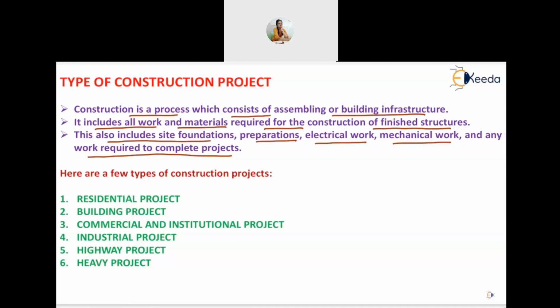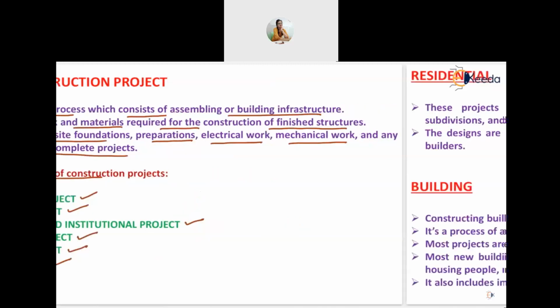Here are a few types of construction project. The first one is residential project, next one is building project, another one is commercial and institutional project, the next one is industrial project, fifth one is highway project, and the last one is heavy project. Now we will see one by one each and every type of project in detail, starting with the residential project.